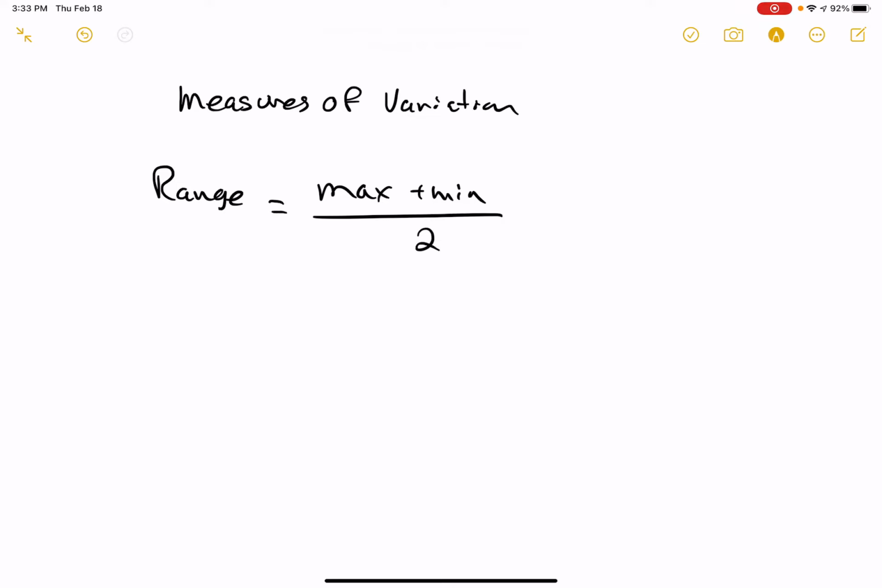And to find the range of your values, you take the maximum value. No, this is the mid-range. Sorry. You just take your maximum value and subtract your minimum value. And that gives you your range of numbers that you have. Obviously, this is going to be very susceptible to outliers. Any outliers that you have in your data set will either be your maximum value or your minimum value.